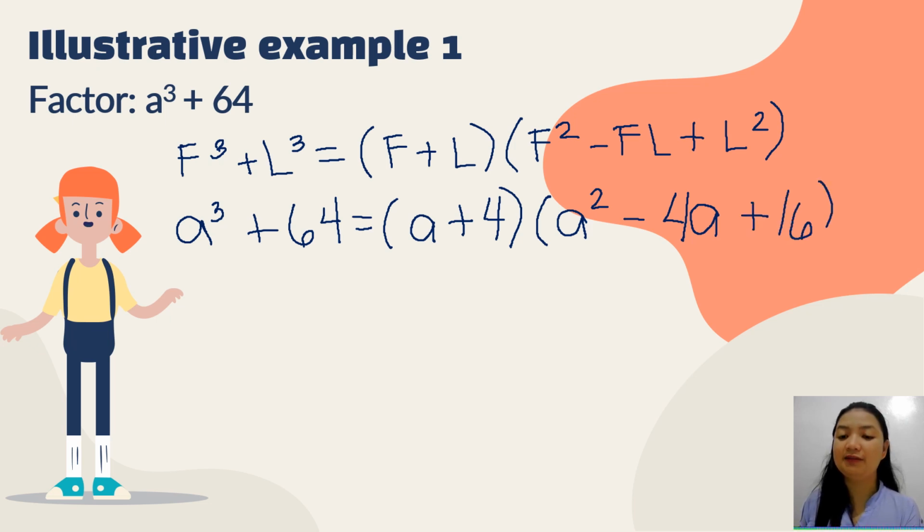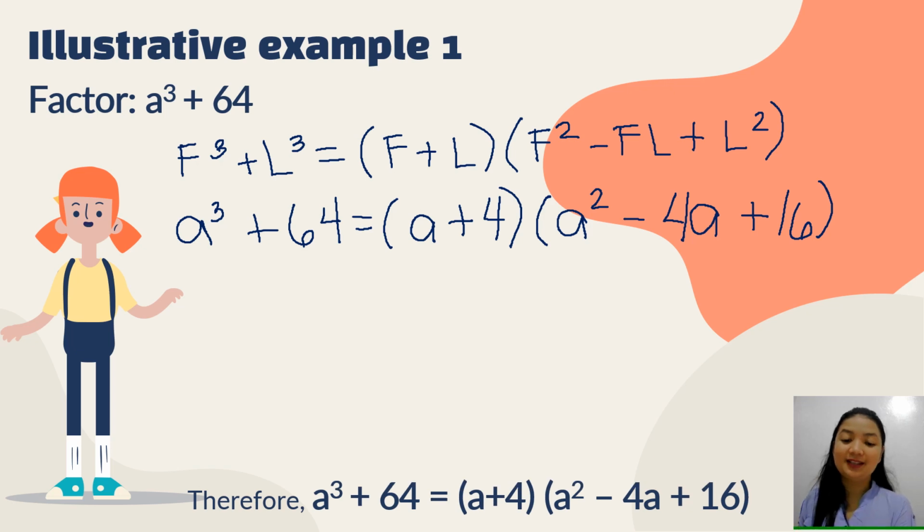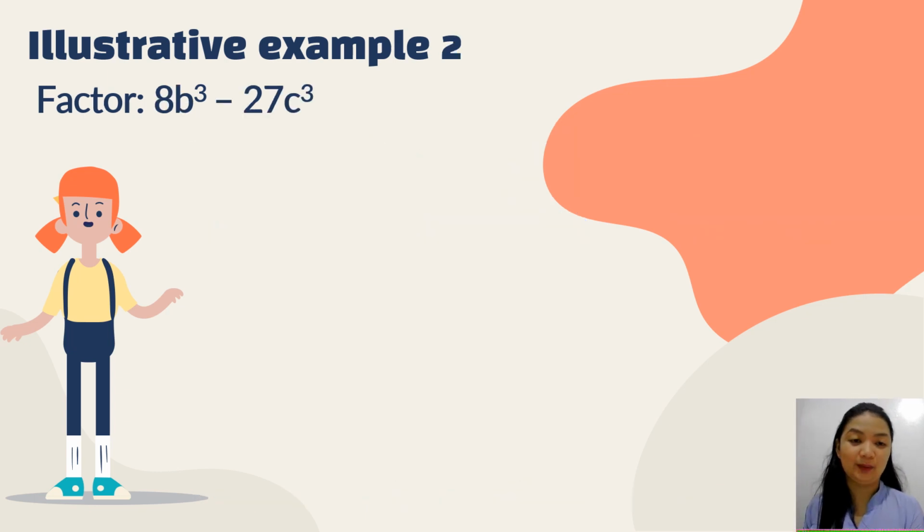So there you have it. The factors of a cubed plus 64 is actually the quantity a plus 4 times the quantity a squared minus 4a plus 16. We have the correct answer. So let us have the second example.